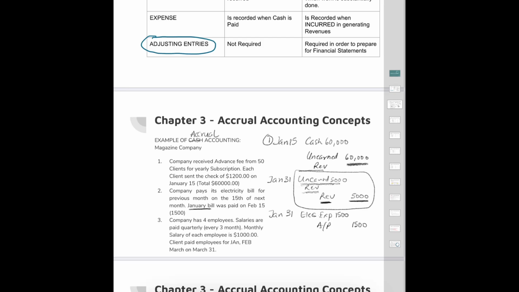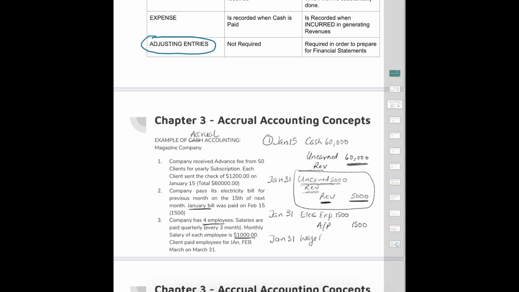Okay, let's look at the third one. Company has 4 employees. Salaries are paid quarterly every 3 months. Monthly salary for each employee is $1,000. Client paid employees for January, February, March, on March 31. Now even though they are paying it on March 31, they have to record the expense for 1 month for January before closing the January books. So they have 4 employees, $1,000 each month. So they have the expense again on January 31. Another adjusting entry is that they have to record this expense because this expense belongs to January.